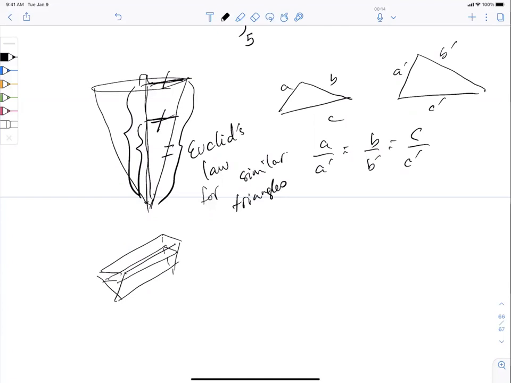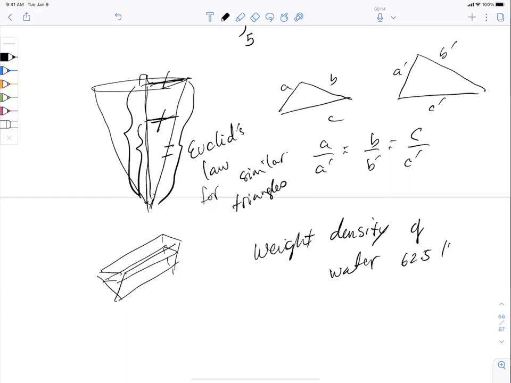And some of those problems are in feet, so you have to calculate them accordingly. For water, for example, the weight density of water is 62.5 pounds per cubic foot. So that's another one. I hope this now gives you some guidance on how to approach the tank problems.